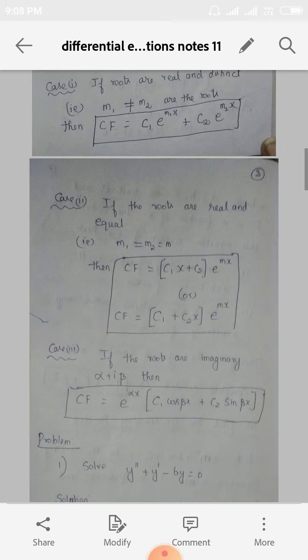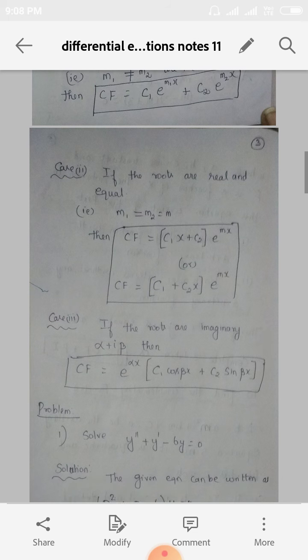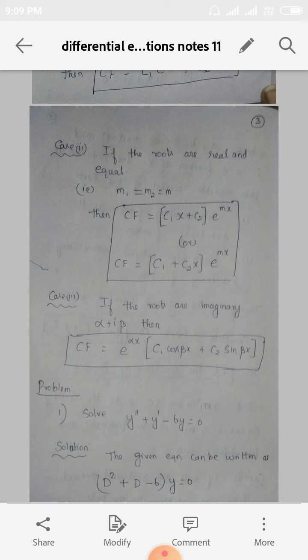Case 2: if the roots are real and equal, that is m1 is equal to m2, both roots are equal, so we take it as m. In this case, the complementary function is c1x plus c2 into e power mx, or c1 plus c2x into e power mx. The complementary function can be written in two ways.